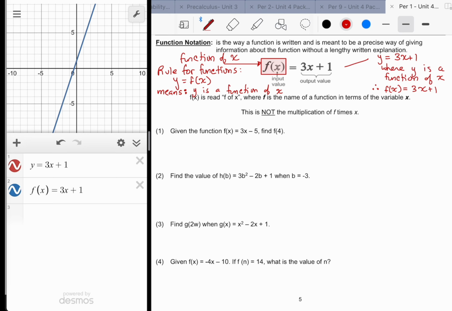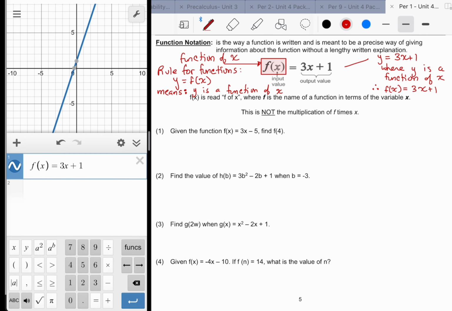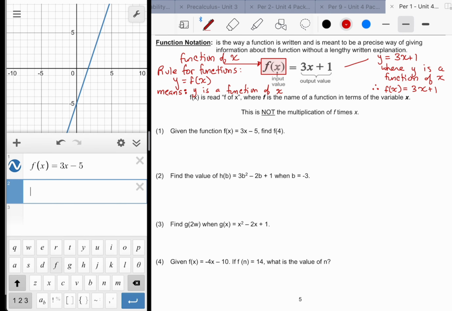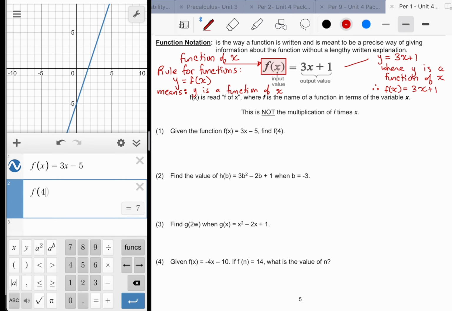All right. Now, in terms of evaluating a function, that's actually pretty easy. It's a set of processes, and this is why Desmos is such a useful resource, like incredibly useful resource, right? So if I say f of x is equal to 3x minus 5, I could just type that in. They say find f of 4, all right? So I would type in f parentheses 4. And it tells me what the result is. 7. Done.